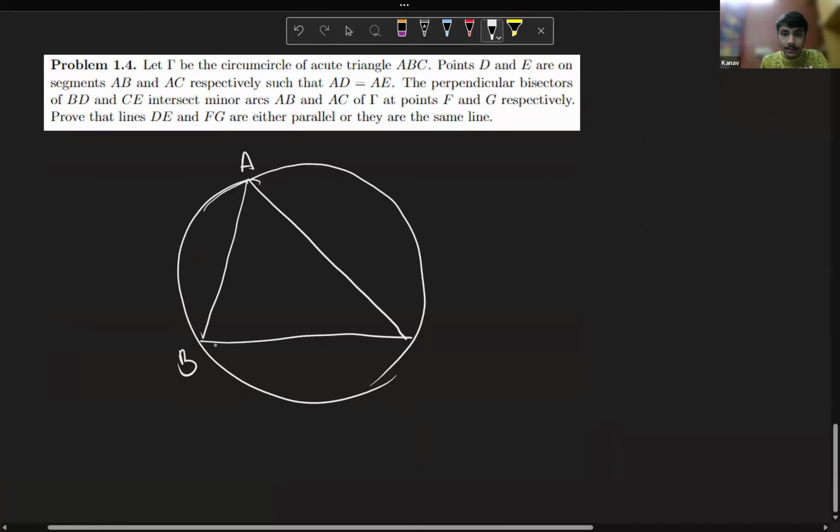So ABC is a triangle. Points D and E are on segments AB and AC so that AD is equal to AE. The perpendicular bisectors of BD and CE intersect the circumcircle's minor arcs at points F and G. Then show that the lines DE and FG are either parallel or the same. Basically parallel, with the same line as a special case. We want to show the lines are parallel.